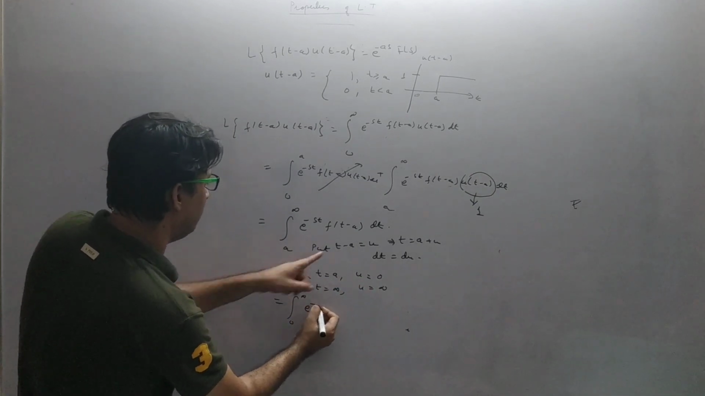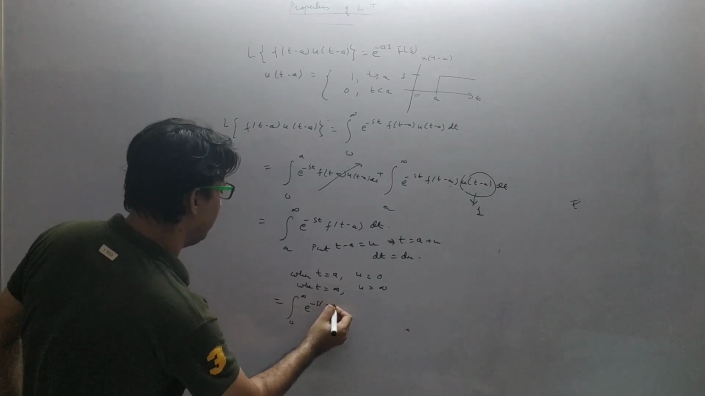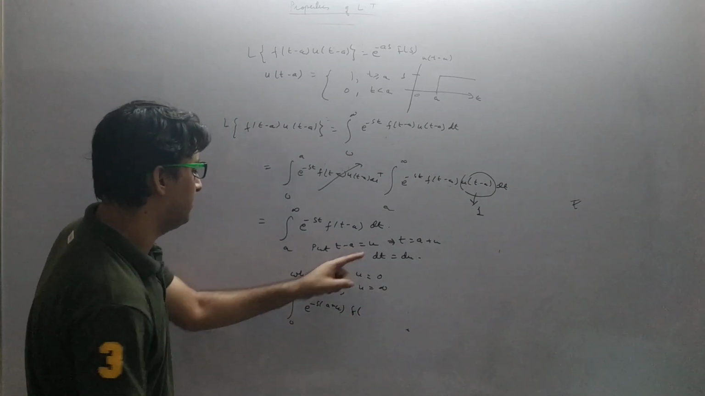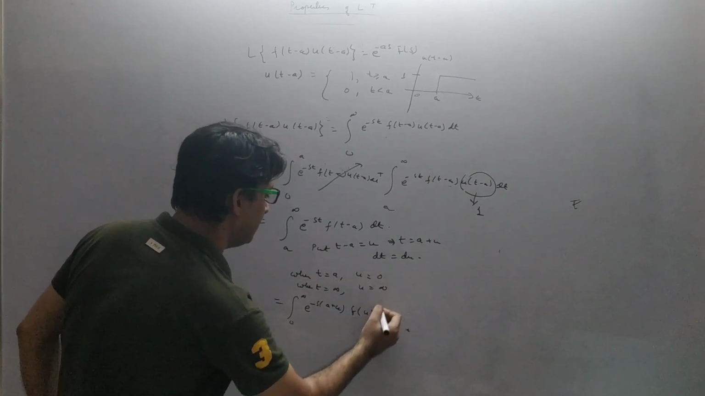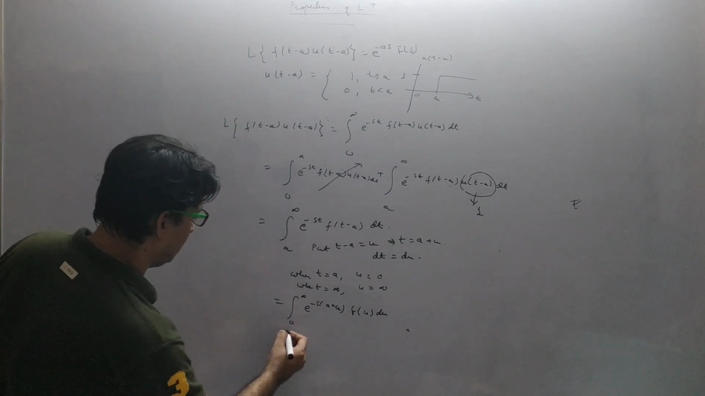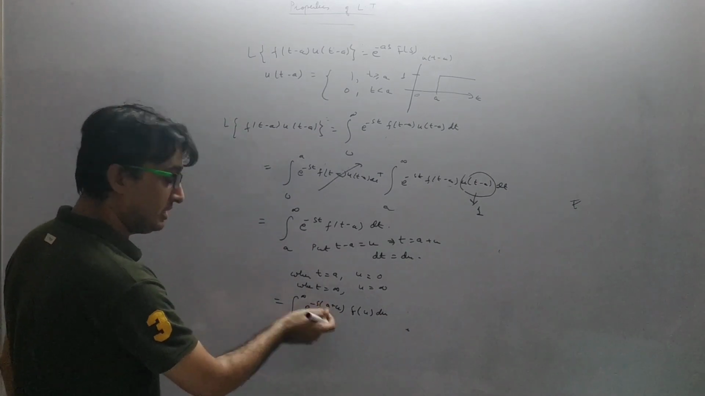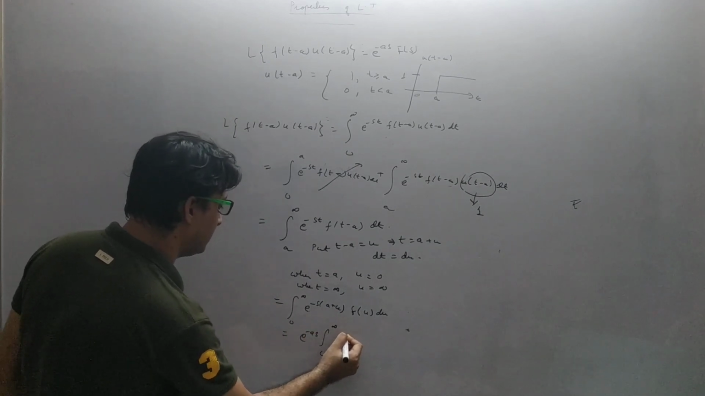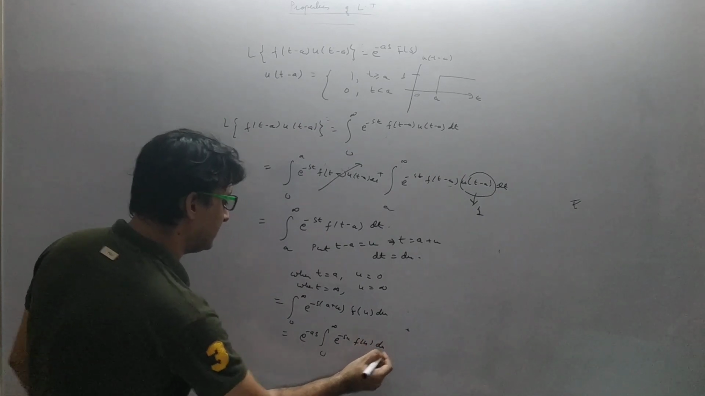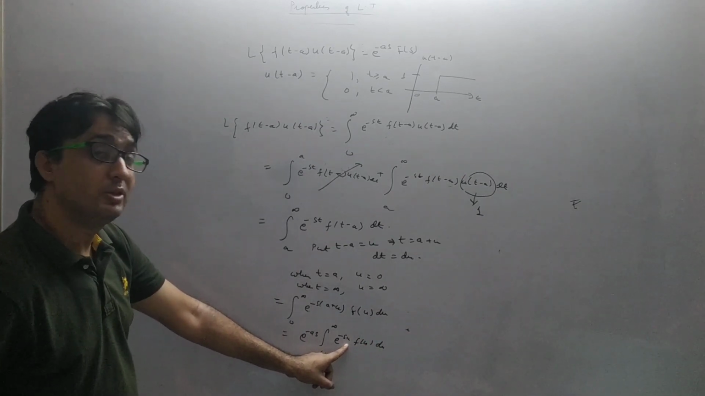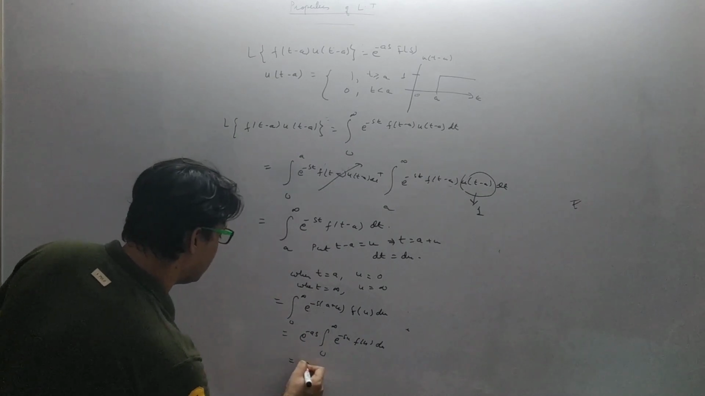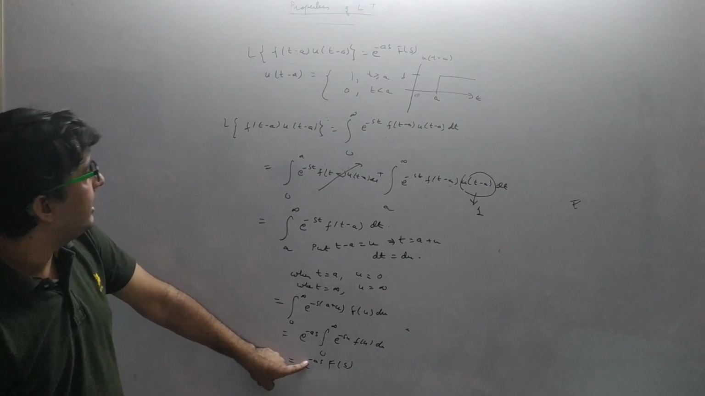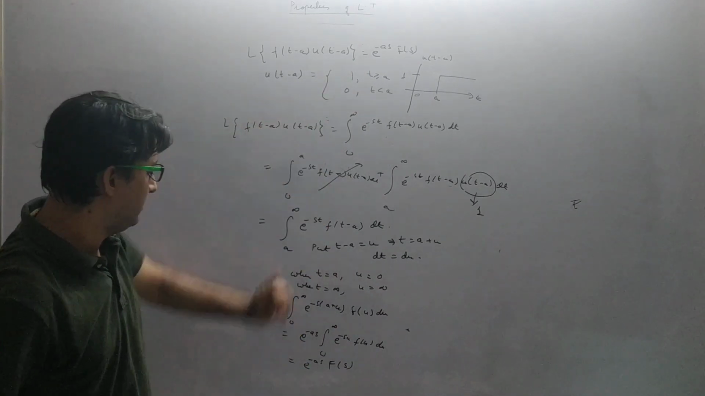What does t become? t becomes a plus u, alright, and t minus a becomes u, and what does our dt become? du, without any differentiation. So if we take e to the power minus as outside, 0 to infinity, e to the power minus su f of u du, again this is the Laplace transform of u, and the coefficient of minus as is the transform. So this becomes e to the power minus as F of s. So this was our claim, and this is what we have proved.